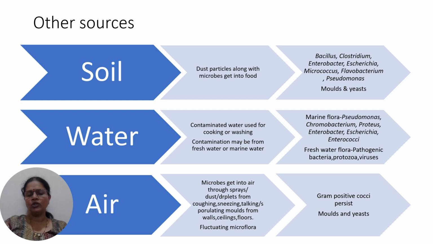And from the soil and water, during wind currents or during rain, the air will get contaminated by the microbial cells, and when this air comes into contact with the food, then the cells or the spores of microorganisms can enter inside the food. So air is more like a carrier, a vehicle through which the microbes can enter inside the food from soil and water. So I have mentioned some very important bacterial and fungal genera here, which are commonly seen in the food from these different types of sources.